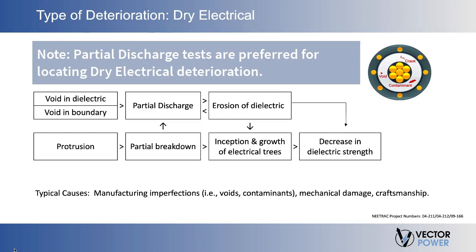Now, typical causes of dry electrical deterioration might be manufacturing imperfections, voids and contaminations that occurred during the manufacturing or the extruding process, or it could be mechanical damage or craftsmanship when building the accessories such as terminations and splices.